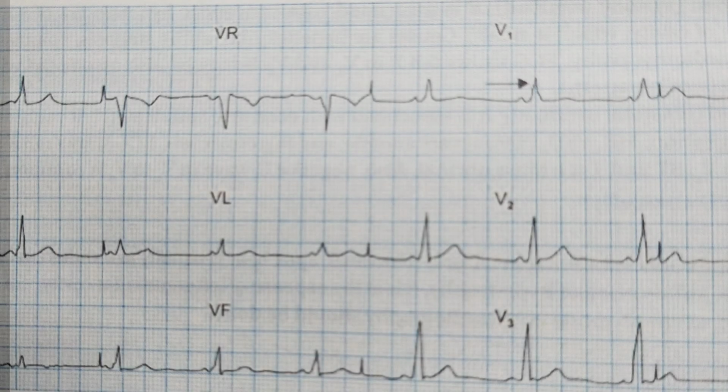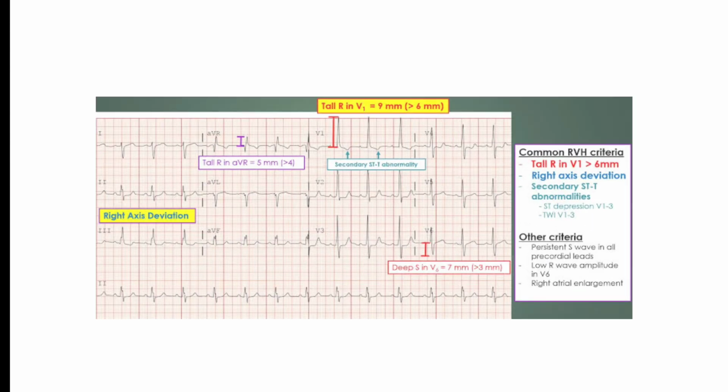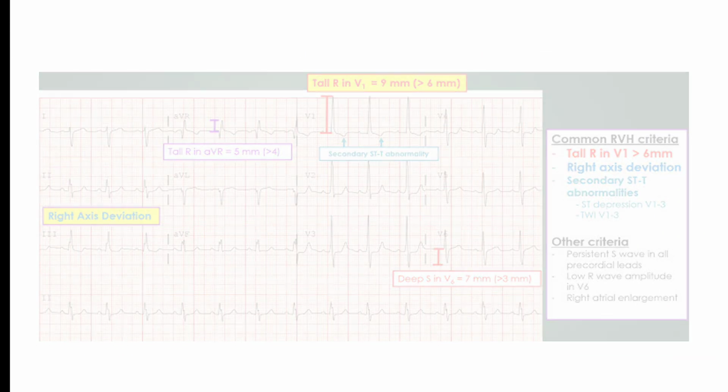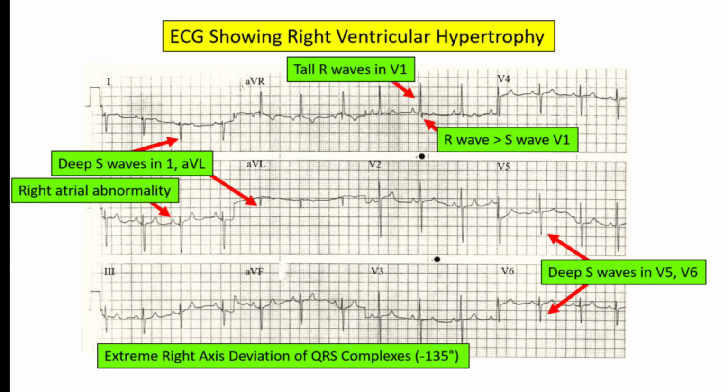Here is an ECG showing a tall R in V1. You will look at the ECG and see there is a tall R wave in V1. So this is the criterion for diagnosing right ventricular hypertrophy. I am going to display some other ECGs which are showing right ventricular hypertrophy, and these are also fulfilling the ECG criteria of right ventricular hypertrophy.